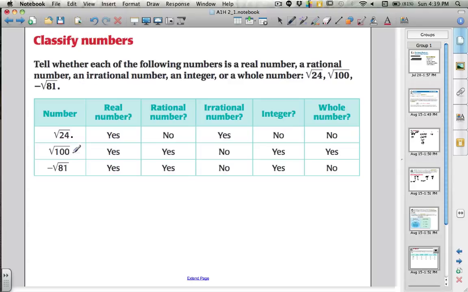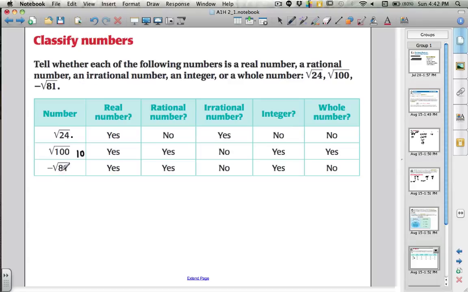When we look at the square root of 100, the square root of 100 can be simplified to be 10. Is that a real number? Yes, it is. Is it a rational number? Yes, it is. If it's a rational number, then it's not an irrational number. Is it an integer? Yes, it is. And is it a whole number? Yeah, it is, because it's positive, right? It's a positive integer, so that helps make it a whole number.